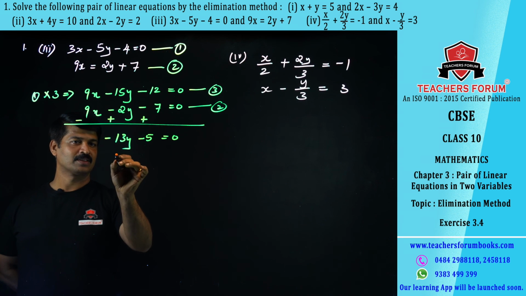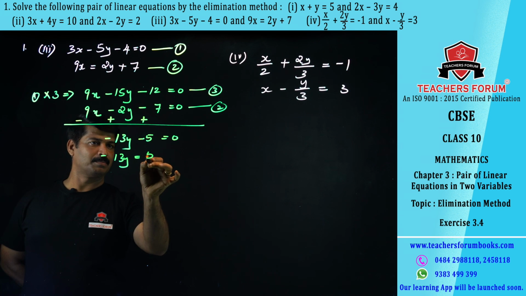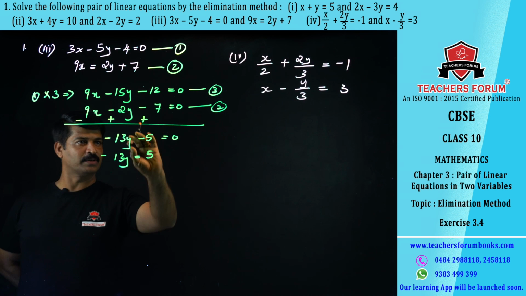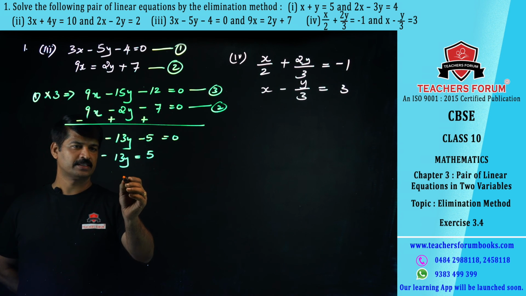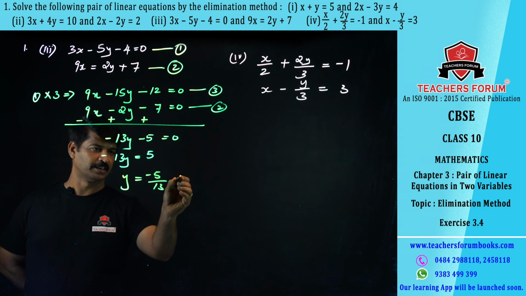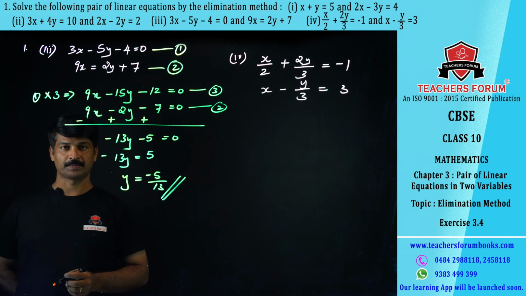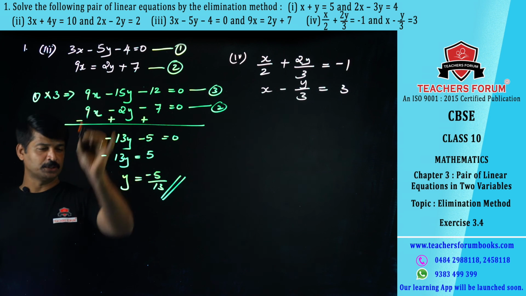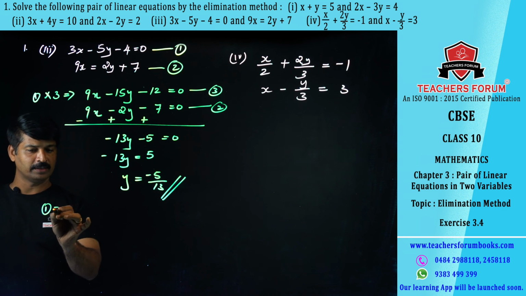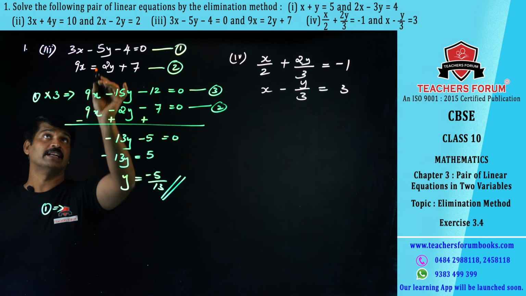From here, minus 13y equals plus 5, because when you take minus 5 to the other side, it becomes plus 5. That is y equals minus 5 by 13. So you get the value of y as minus 5 by 13. Now this value you can substitute in equation number 1 or in equation number 2. Let us substitute in equation number 1. Instead of y, you have to write minus 5 by 13.